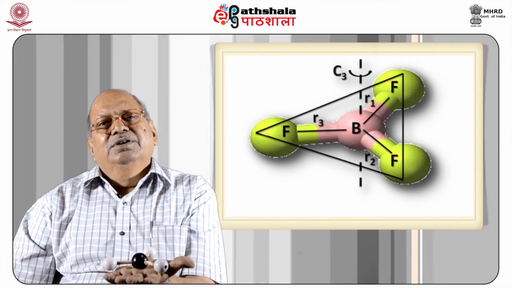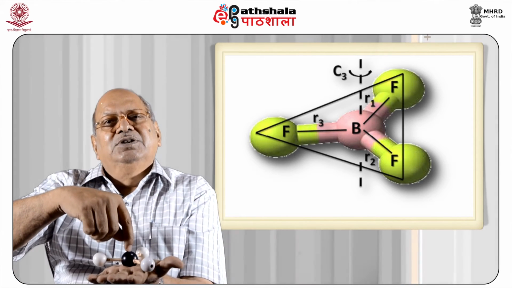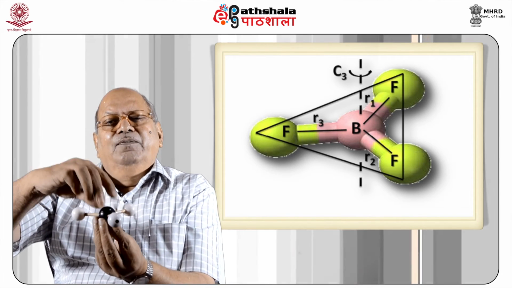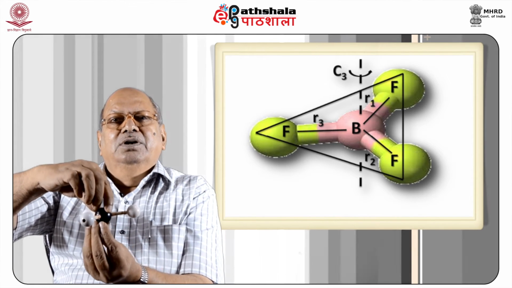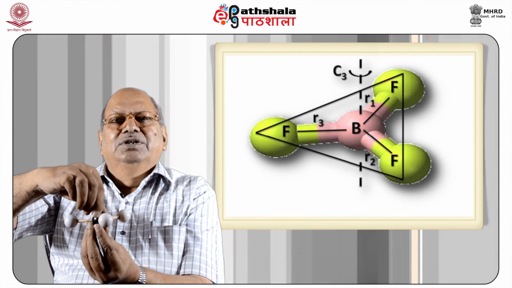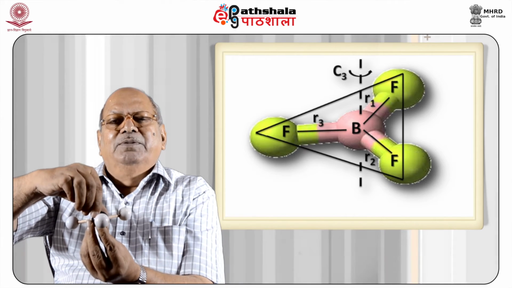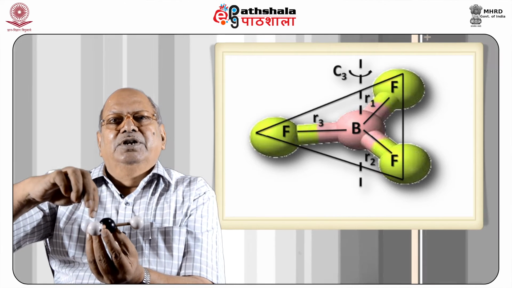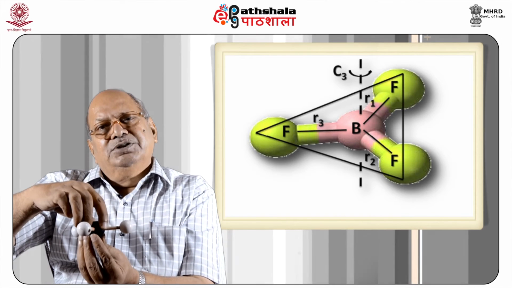Let us take the C3 axis, which passes perpendicular to this plane. If I give a 120-degree rotation along this, what happens? This bond vector, this bond vector, this bond vector, they interchange, all 3 are shifted.